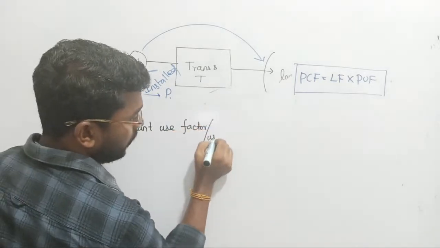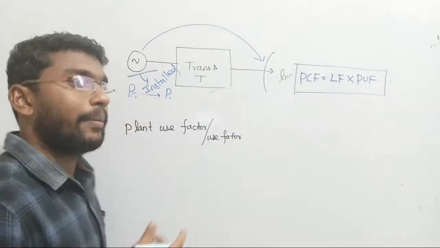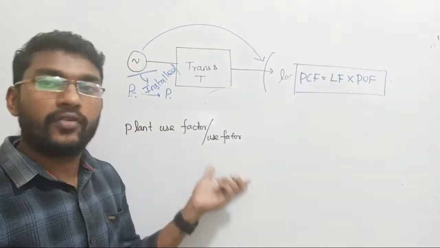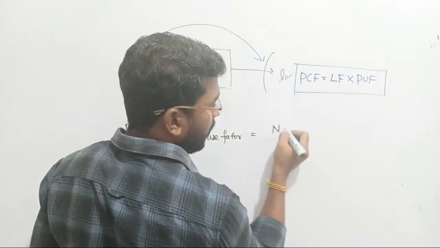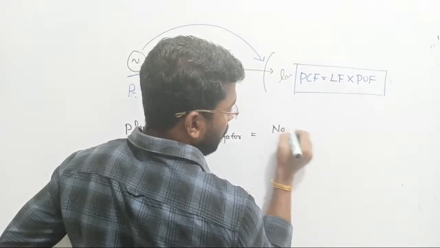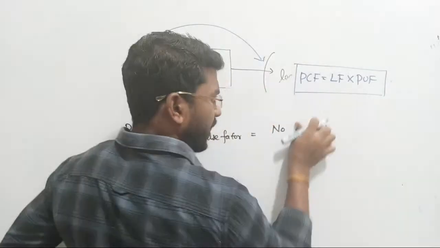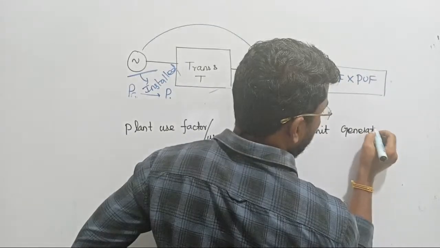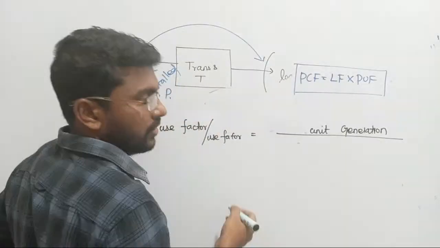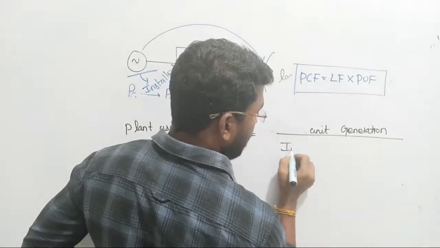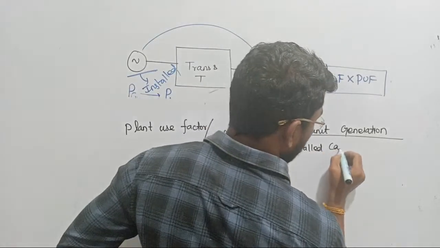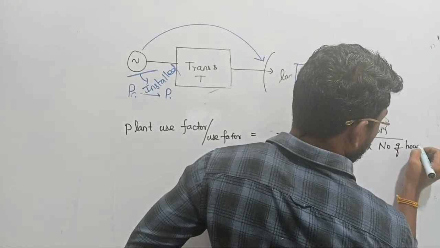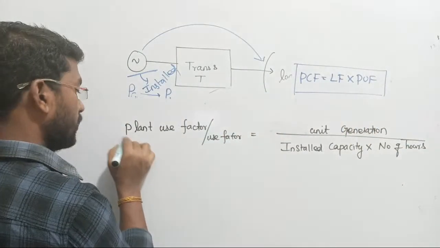Some people call this the use factor, just as the plant capacity factor is also called the capacity factor. Plant use factor or use factor, defining either gives the same formula. Use factor is the number of units generated, that is, the amount of energy generated, divided by the installed capacity into the number of operating hours. That is called the plant use factor.